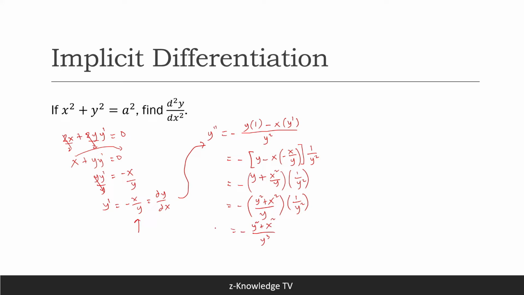Okay? So, therefore, ang nakuha nating y double prime or tatawag natin ng d squared y over dx squared ay negative y squared plus x squared over y cubed. So, ayun ang final answer natin. Okay, so hindi siya naka in terms of y prime. So, wala tayong nakita y prime dito. Kundi, in terms lang siya ng y at x. Okay?